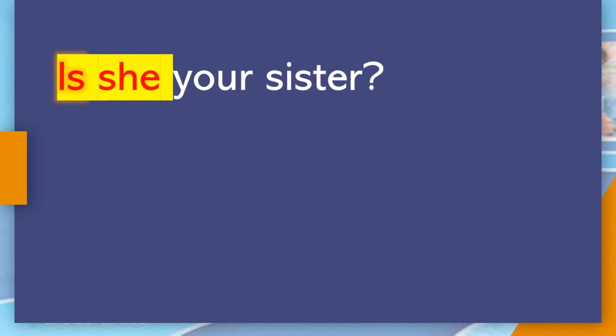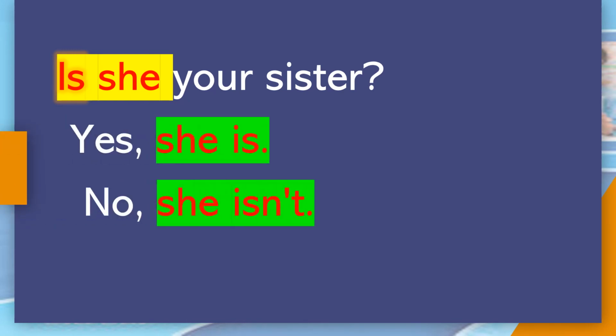Okay, for number 3, is she your sister? I'm asking somebody, and then they might answer me, yes, she is, or no, she isn't. So in here, she refers to the sister. And then look at the verb to be. It's always in the beginning when we ask a question. Is, are, am. Okay?